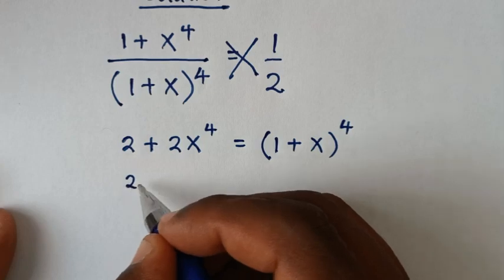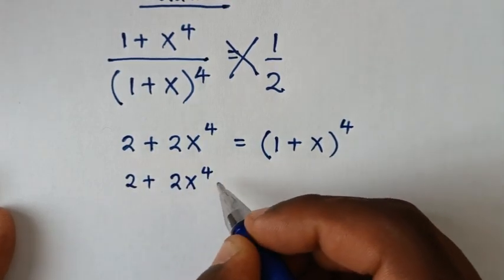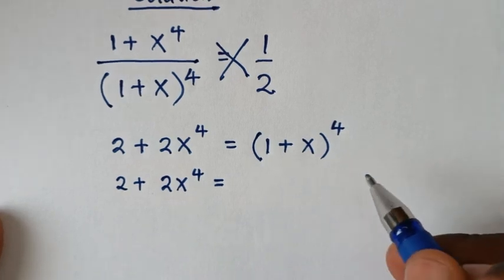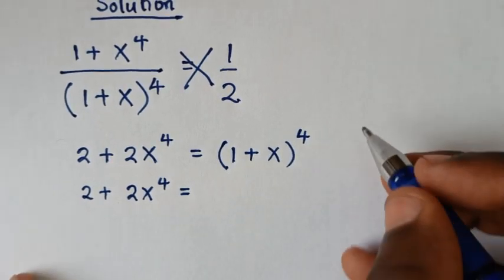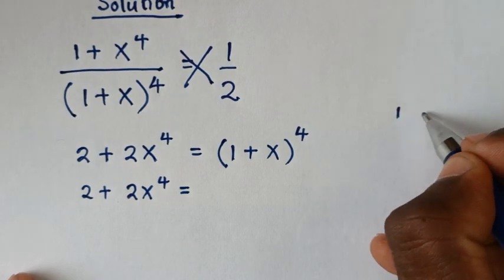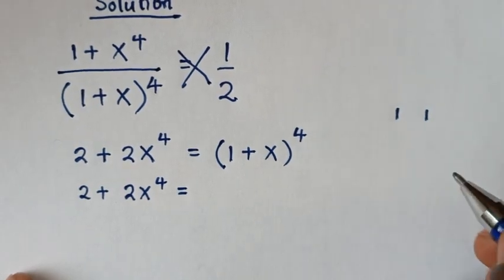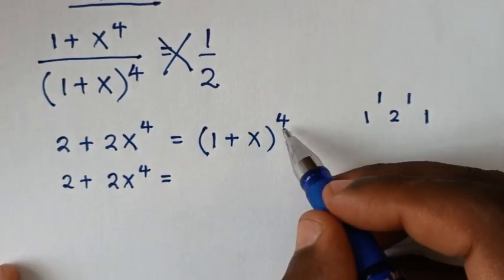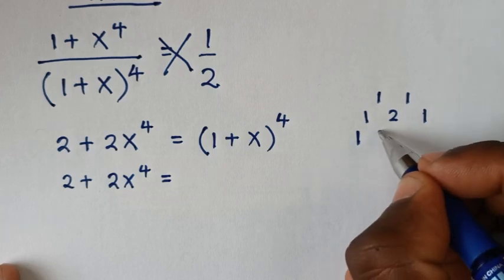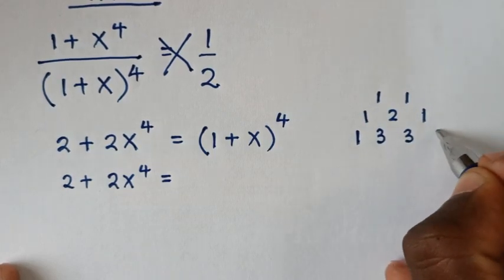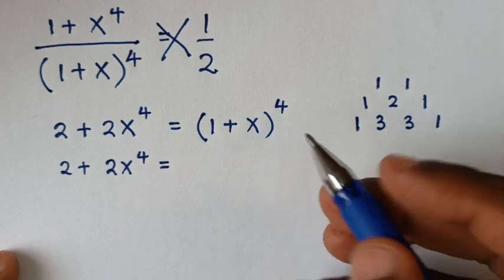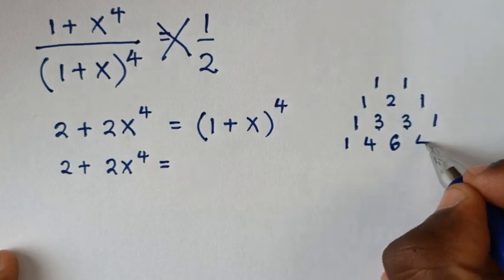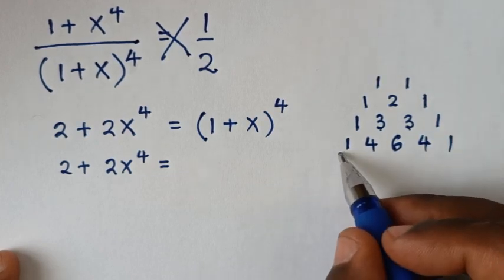Then it will be 2 + 2x^4 is equal to, we'll expand this by using binomial theorem, where the power is 4. So when the power is 1, the coefficients are 1, 1. When the power is 2, coefficients are 1, 1 plus 1 is 2, then 1. When the power is 3, coefficients are 1, 1 plus 2 is 3, 2 plus 1 is 3, then 1. When the power is 4, it will be 1, this plus this is 4, this plus this is 6, this plus this is 4, 1. So these are the coefficients.